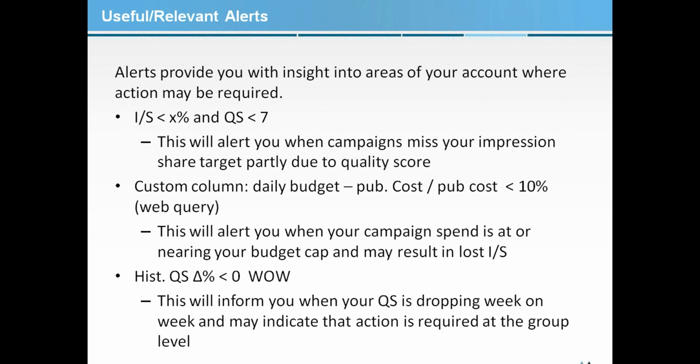The third example is we want to alert when historical quality score change is negative, so less than 0, and this is on a week-on-week basis. So this alert will inform you when your quality score is dropping week on week, and it probably indicates that some action is required at the ad group level. And again, this will only flag up ad groups where your quality score is dropping week on week, and you may want to look at optimizing those particular ad groups. The alert would only include the ad groups which you may want to consider optimizing. It would not include a list of all your ad groups in total.